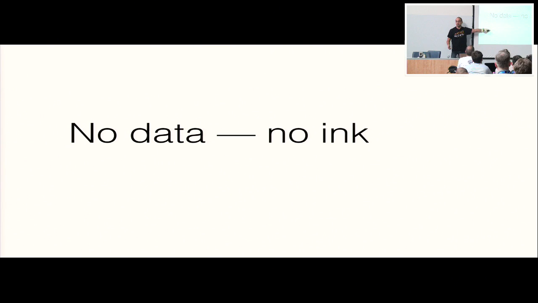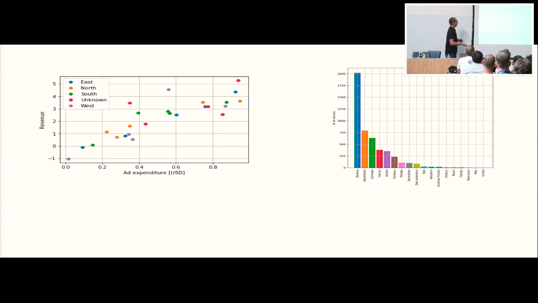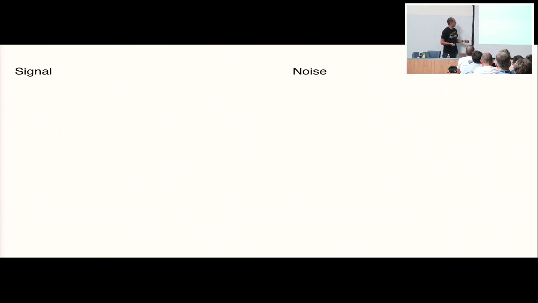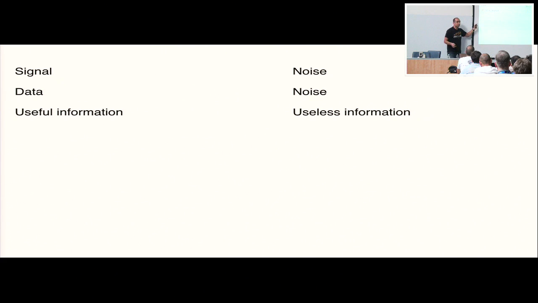No data, no ink. And the problem is that we all agree with this, but most of us produce graphs that are rich in unused ink. Excessive grid lines, excessive colors, this is all useless ink. Okay? So we need to remember this. We need to keep the signal as high as possible and the noise as low as possible. But keep in mind that data and signal have to be useful. So we need to maximize the useful information and minimize the useless information.